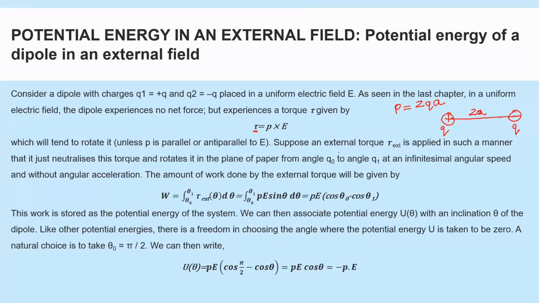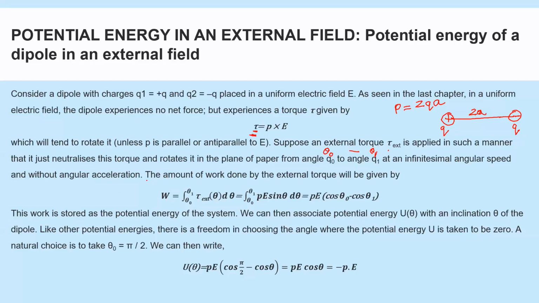So now we are considering, suppose there is an external torque that is there because of an external field. It is applied in such a manner that it neutralizes the torque. An external torque is being applied which is neutralizing this torque, and it is rotating the dipole in the plane of the paper, from say an angle theta 0 to theta 1, at an infinitesimally small angular speed, without angular acceleration.